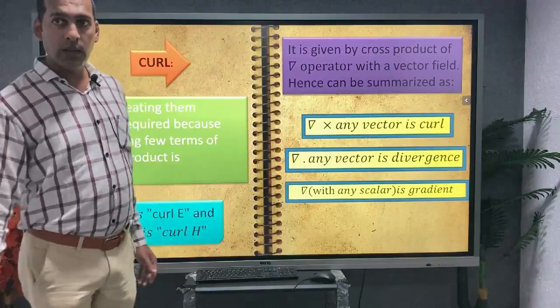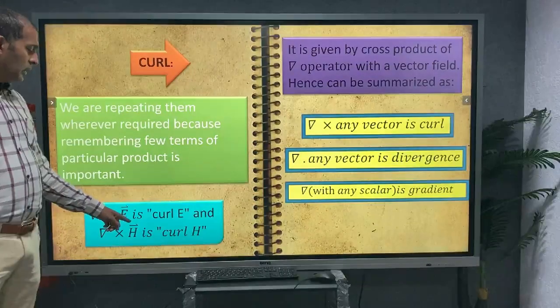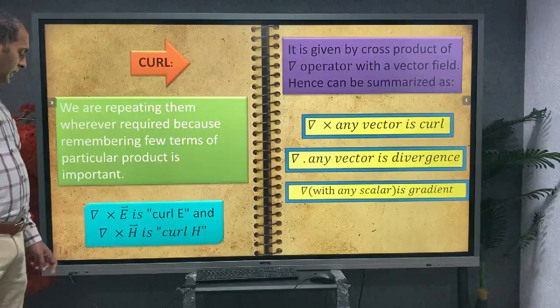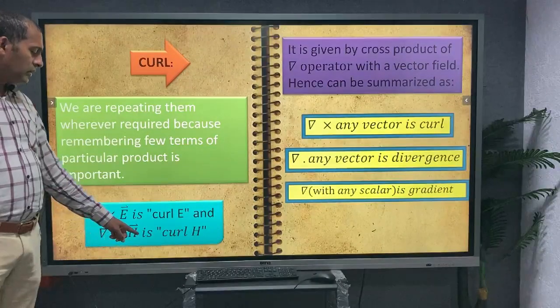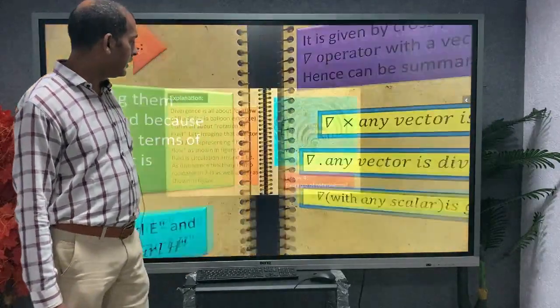So how do we write curl? Suppose the curl of electric field intensity is given by del cross E bar. This is the curl of electric field intensity. Del cross H bar is the curl of magnetic field intensity. We represent it like this.